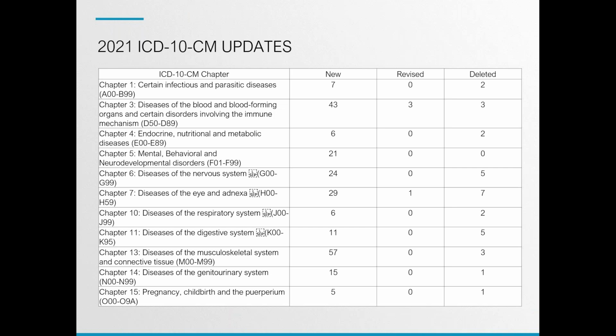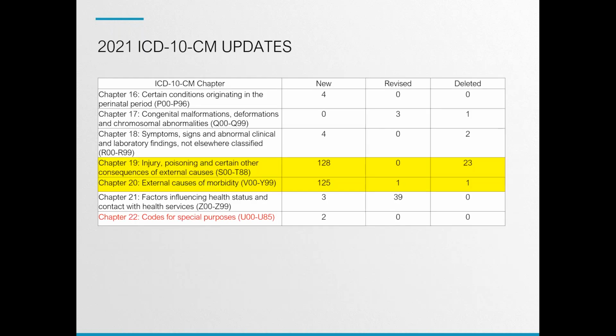This slide and the next slide include the number of new, revised, and deleted codes for each of the ICD-10 chapters. Chapters with no changes are not listed. As usual, some chapters will have more changes than others. On this slide, you will notice that Chapter 19 and 20 include a bulk of the changes, which include mostly new codes. Most interesting this year is that ICD-10 added a new chapter, Chapter 22, for codes with special purposes. This chapter includes two codes, one for vaping and one for COVID-19. We will look at those codes in more detail a few slides down.